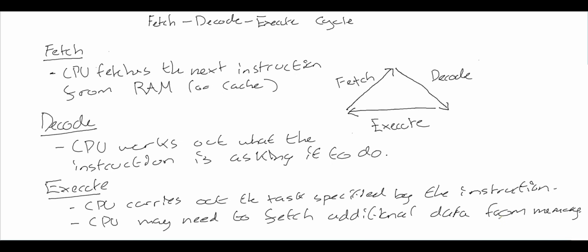Okay, so that's pretty much as complicated as it gets at GCSE level. So the CPU fetches the next instruction from RAM or indeed cache, and then the CPU works out what the instruction is asking it to do, and then the CPU executes the instruction, which may involve fetching additional data from memory, or indeed writing data to main memory.